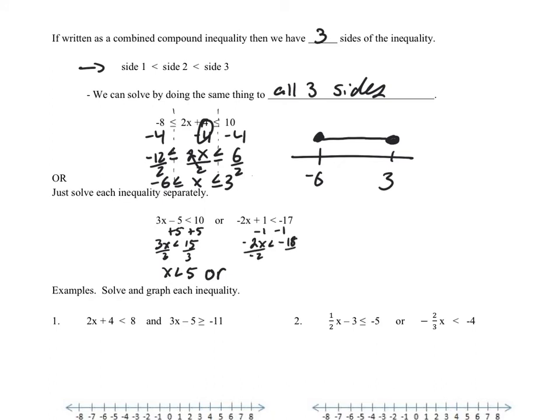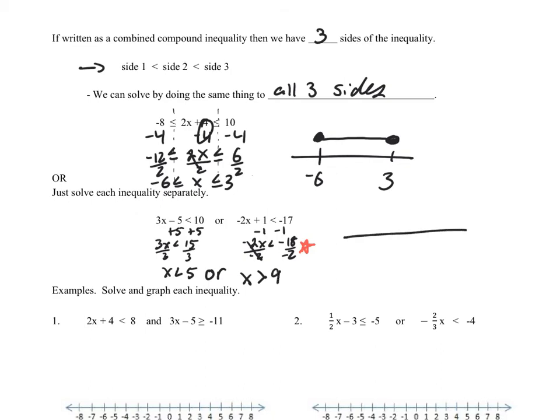Divide both sides by negative 2. Now this is where we need to be very careful, because remember, in an inequality, when we're dividing or multiplying by a negative value, you need to switch your inequality symbol. So we're going to get x is greater than 9.